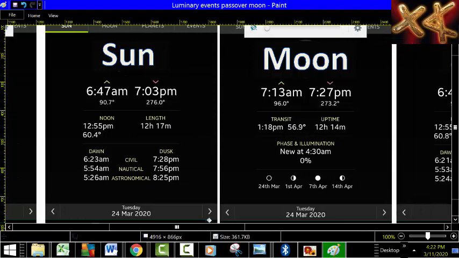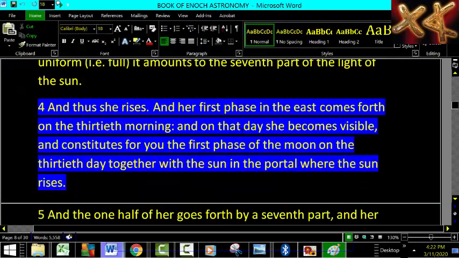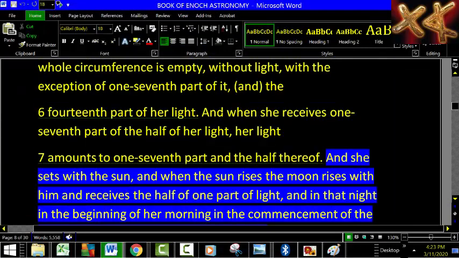But now we're coming over to the 24th day of the month of March 2020. We see that we also have a zero moon on that day there. So let's jump back over to the Enoch calendar and see what it says. And when she received 1/7 part of the half of her light, it amounts to 1/7 part and the half thereof. Just talking about how small a sliver you're actually looking for.